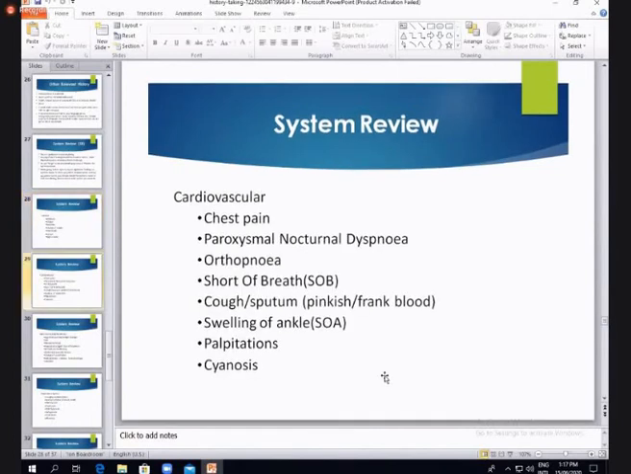These are the general, very basic questions that are inquired at the beginning of the systemic review. Coming towards each and every system, you need to memorize it, because this is the core part of the history taking. Nothing gets missed if the systemic review is taken in this manner. In the cardiovascular system, you should inquire about chest pain, paroxysmal nocturnal dyspnea or orthopnea, shortness of breath, productive or dry cough, swelling of the ankles, palpitations, and cyanosis.